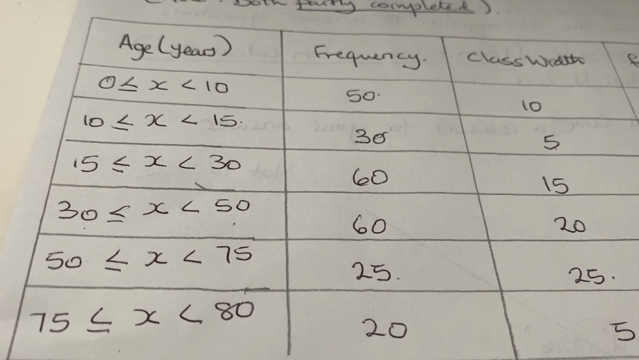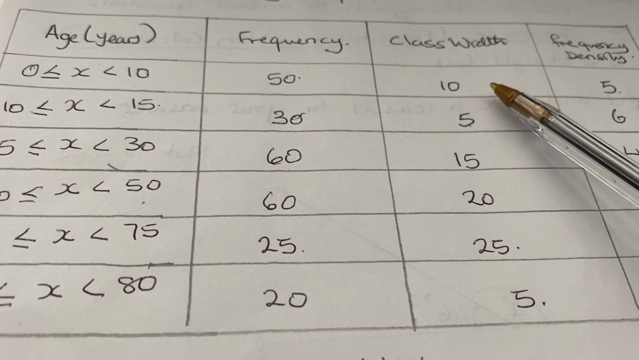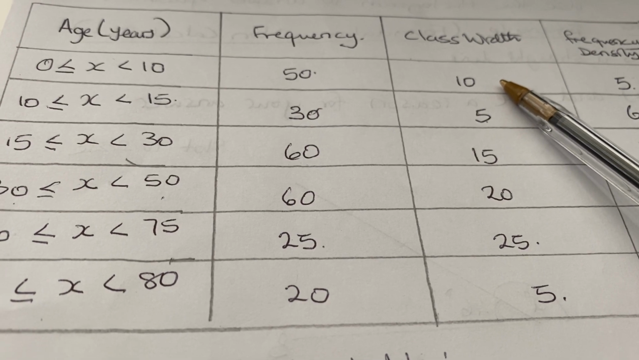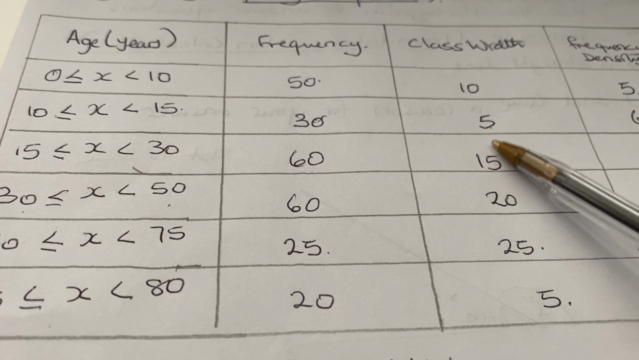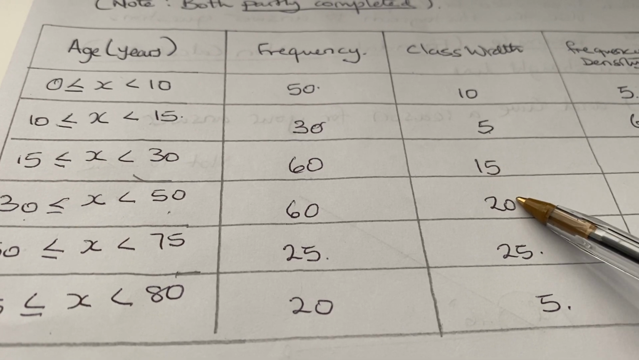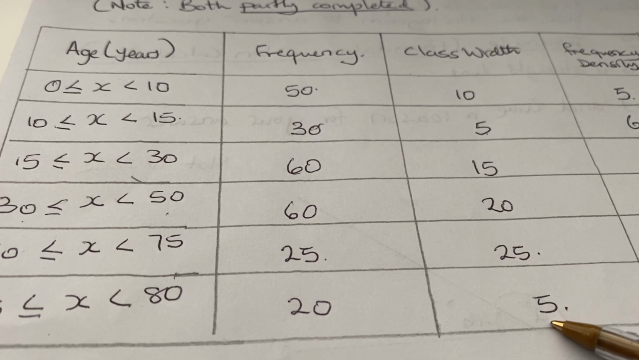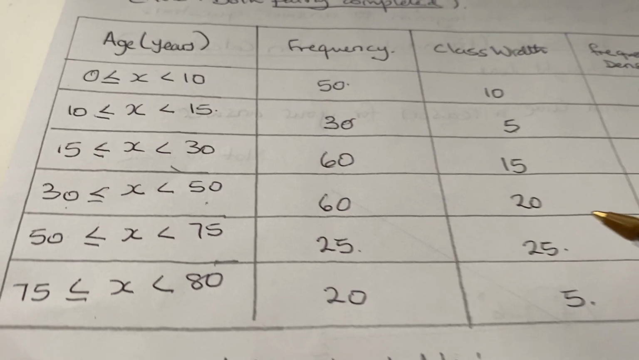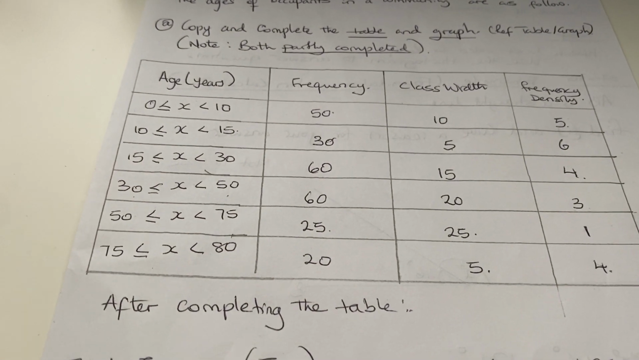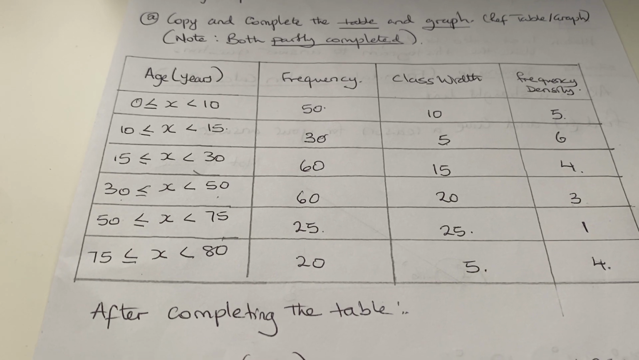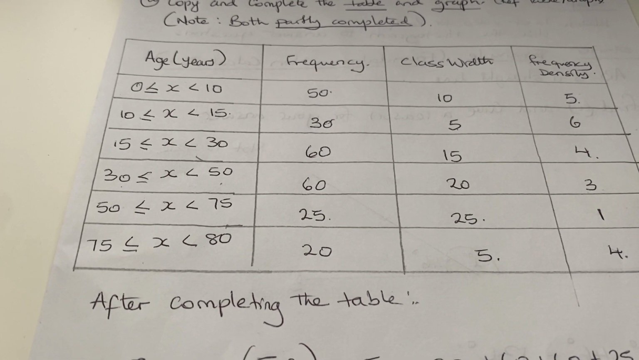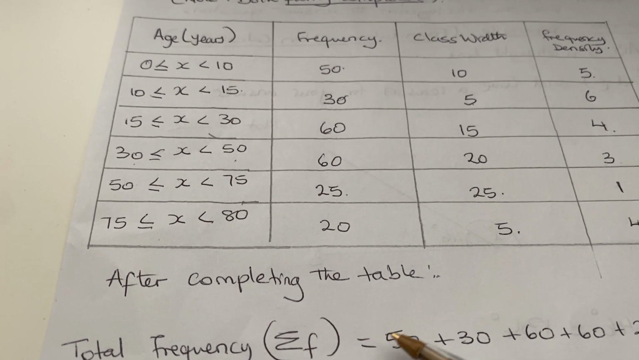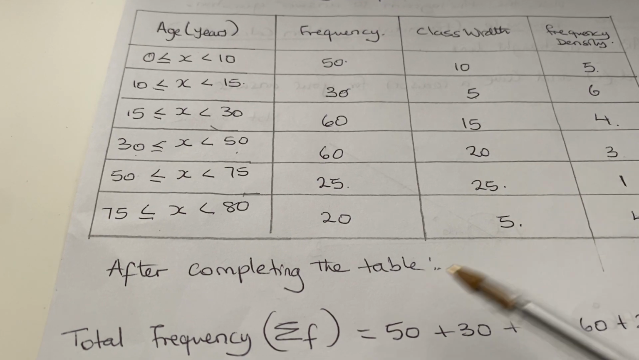unequal intervals, because you can see it from the class width. This is an interval of 10, interval of 5, interval of 15, 20, 25, 5. So because of that, we can go ahead and plot a histogram. We can't do an ogive here. We can't do a cumulative frequency curve here.